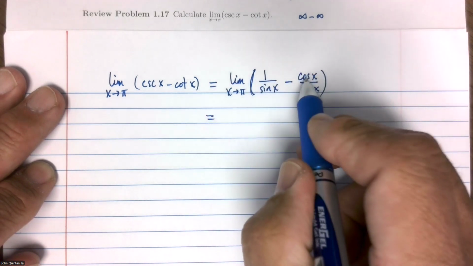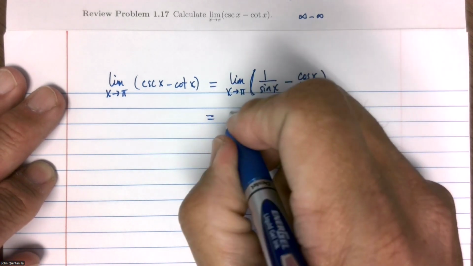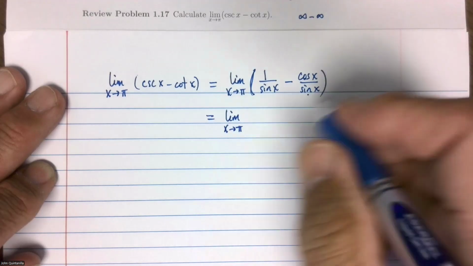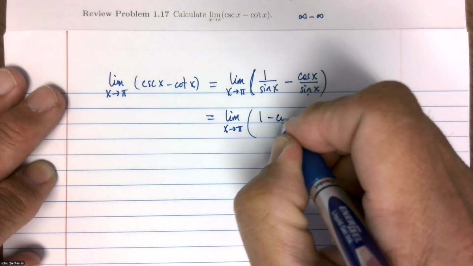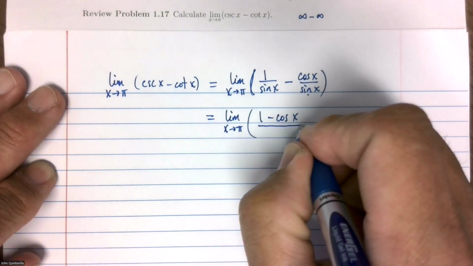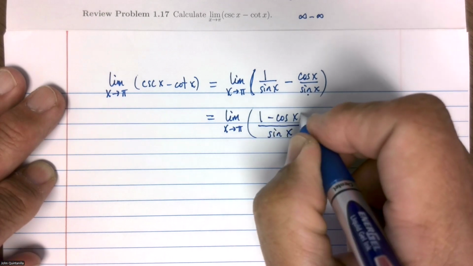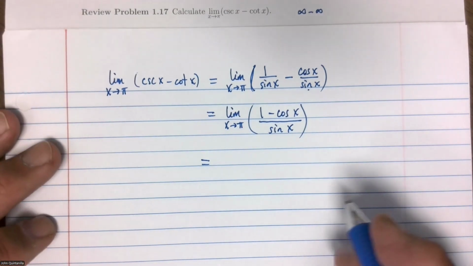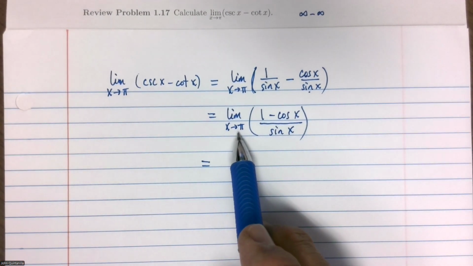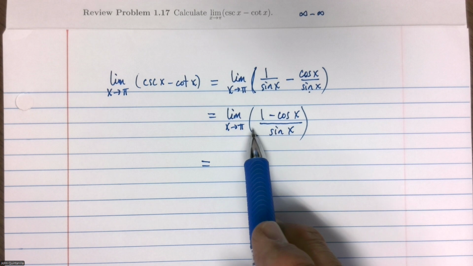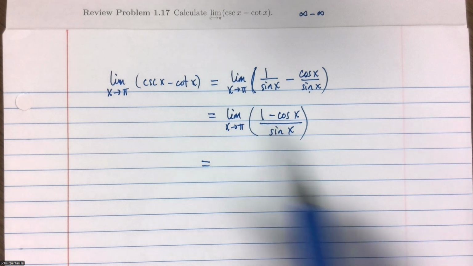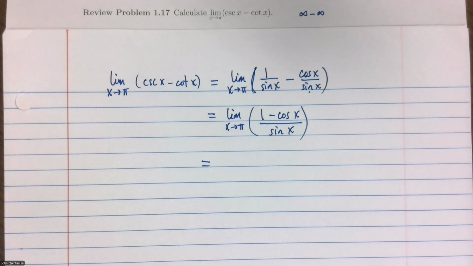Now, the reason I chose cosine of x over sine of x is because I can now get a common denominator. So the limit as x goes to pi of 1 minus cosine of x, whole thing over sine of x. Okay, now as x goes to pi, the bottom here is undefined. Sine of x is undefined. The top, cosine of pi, is actually equal to -1.